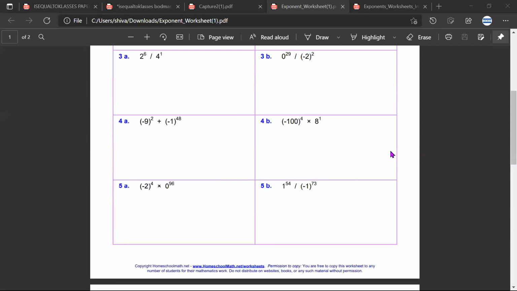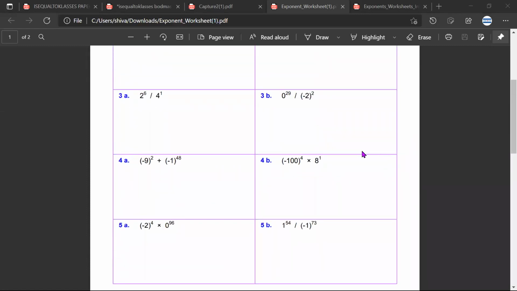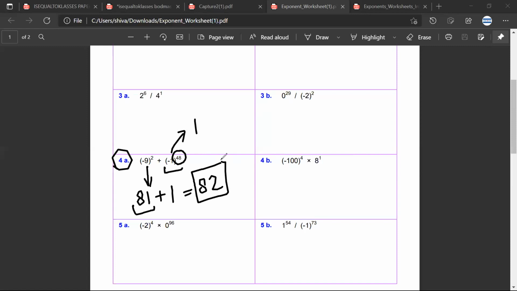Okay. Fourth A. So, any doubt? No, sir. See, minus 9 square would be 81 and minus 1 raised to power 48, because the exponent is even, this would be 1. 81 plus 1 would be 82. Sarthak, any doubt? No, sir.